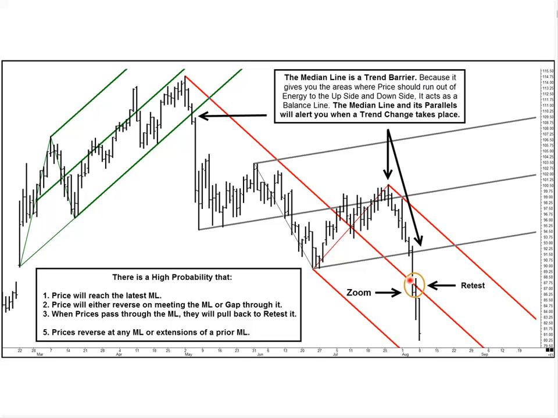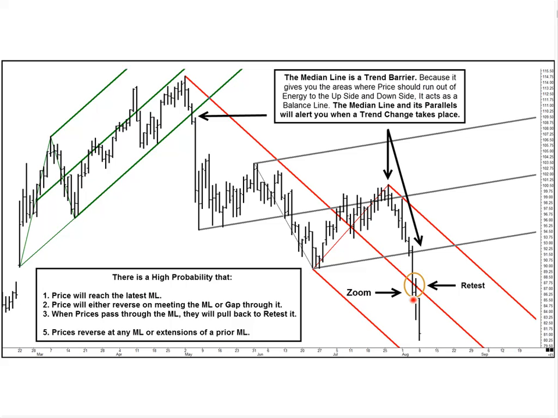It makes its target of the median line, and this is extremely important in the proprietary trading that I do, and I'm a sovereign wealth fund trader for those of you that don't know. It's extremely important. This is one of my favorite entries, a zoom and retest. We come through the median line with lots of force. We accelerate through. What did Andrews say? Prices will reverse on meeting the median line or gap through it. In this case, and I added earlier, accelerate. It came to the median line and accelerated through.